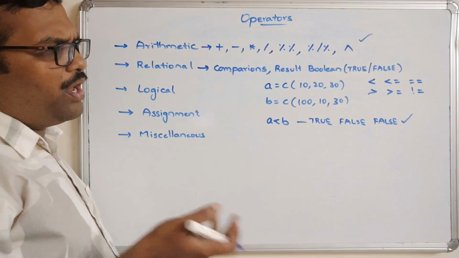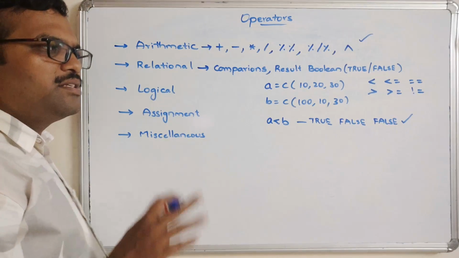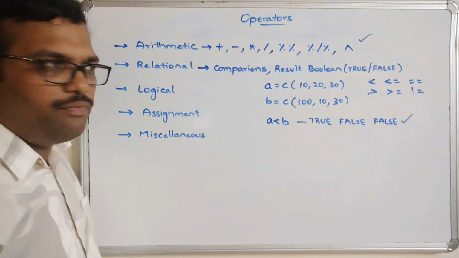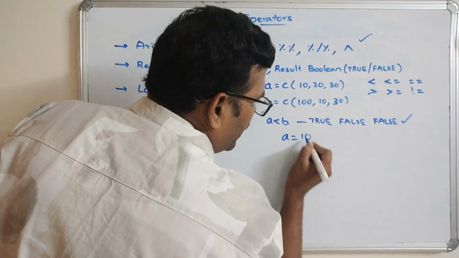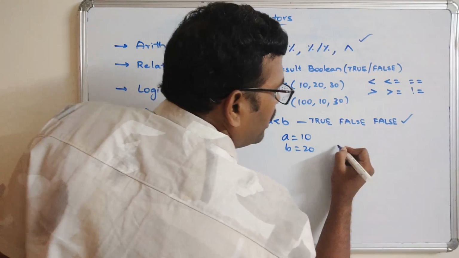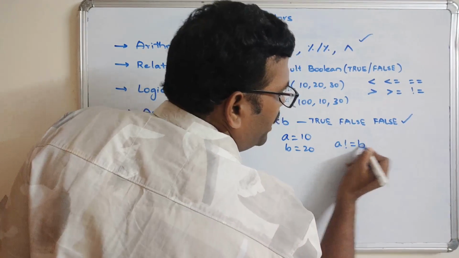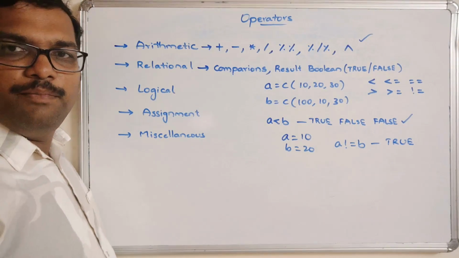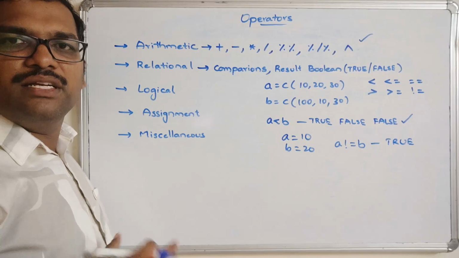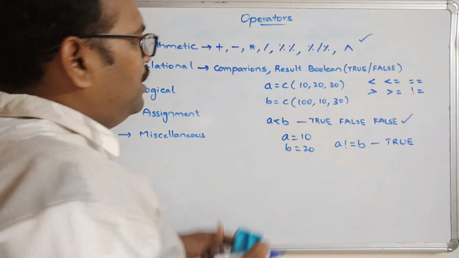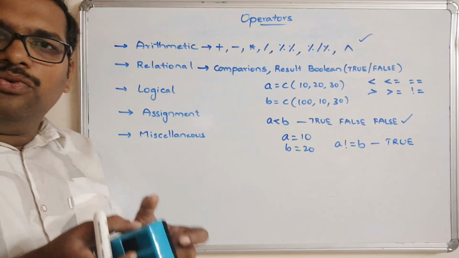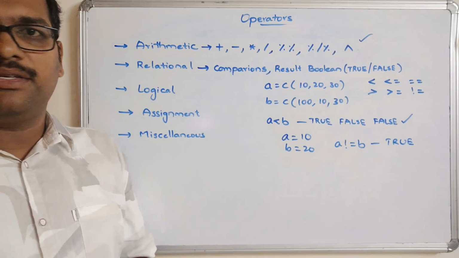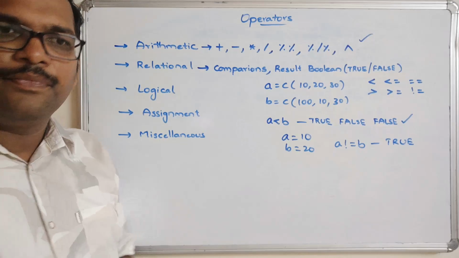Otherwise, if you are applying the same relational operators in between the variables, directly we will get only a single value, that is either true or false. For example, a is equal to 10 and b is equal to 20. If you go with a not equal to b, it gives the result as true, because it is only a single value. So which compares the value of variables or vectors is called relational operators. So comparisons will be done.